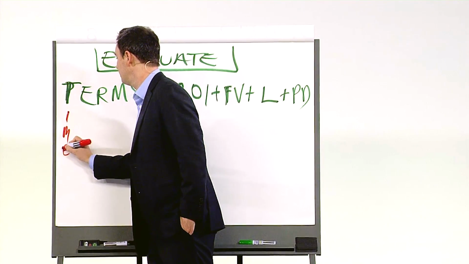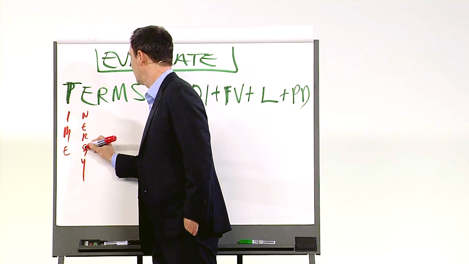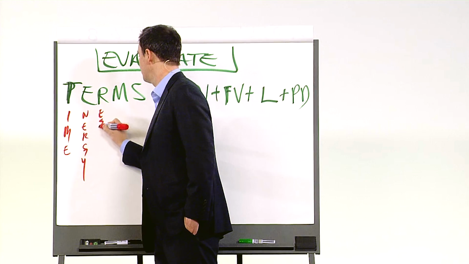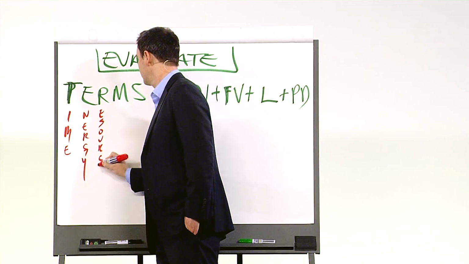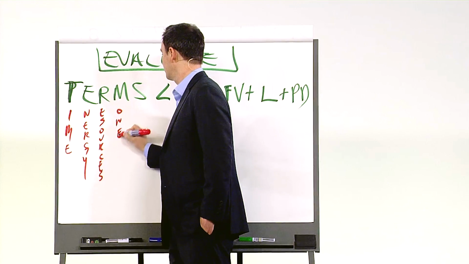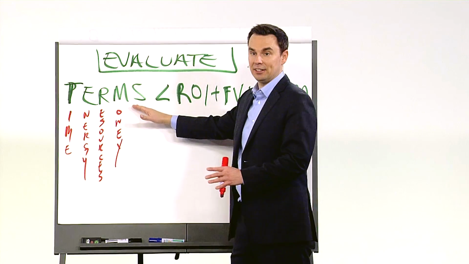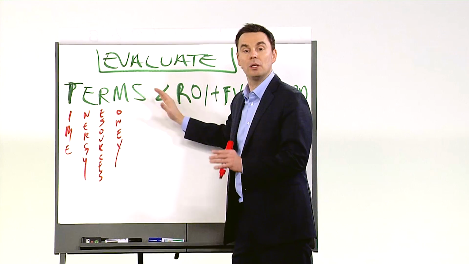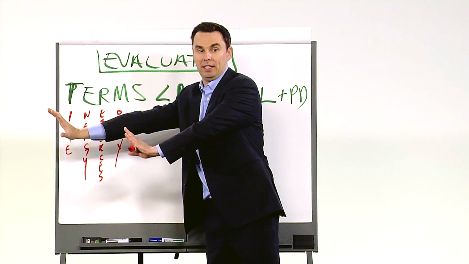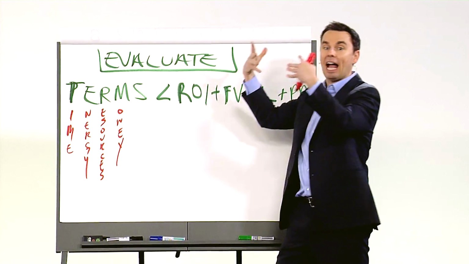Time, energy, resources, money. This means the terms of any deal have to be less than. So in other words, whatever I put into something has to be less than what I think I'm gonna get out.